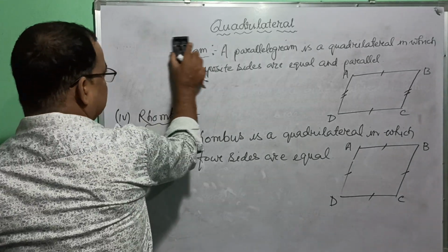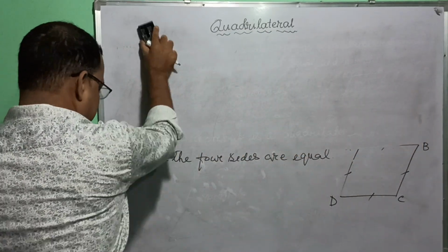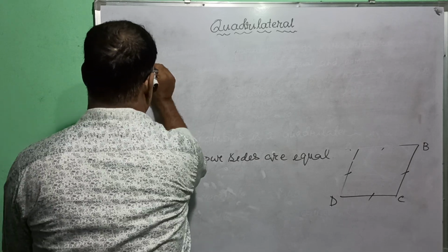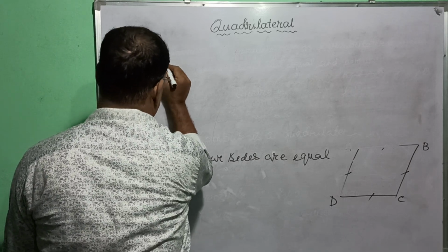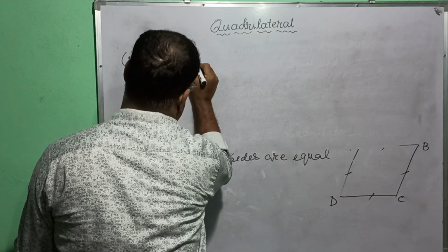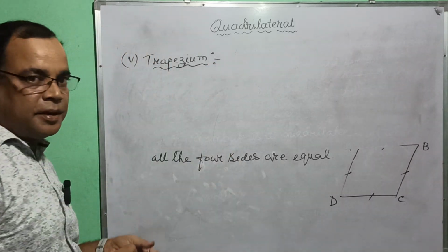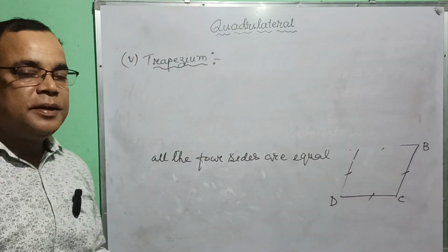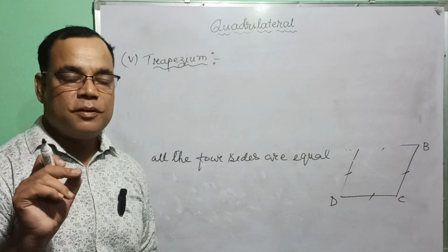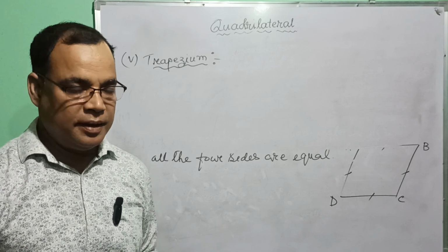So after rhombus, in number 5, I'll define trapezium. So how can we define a trapezium? A trapezium is a quadrilateral in which one pair of opposite sides are parallel. This is the simple definition, no need to say any other thing.